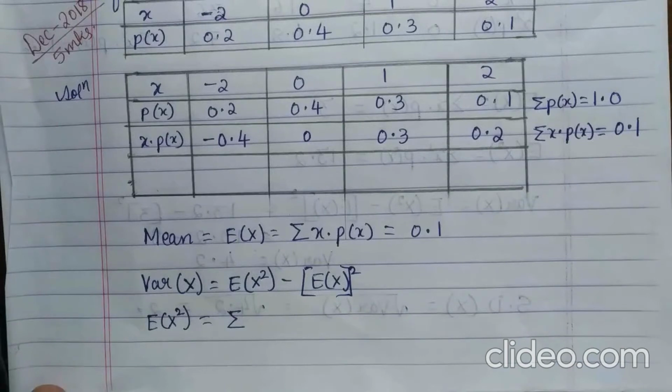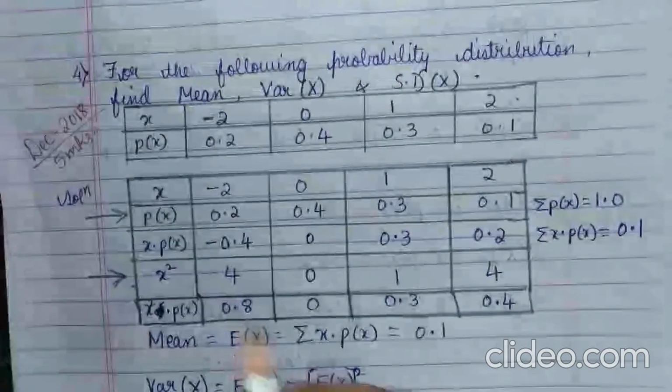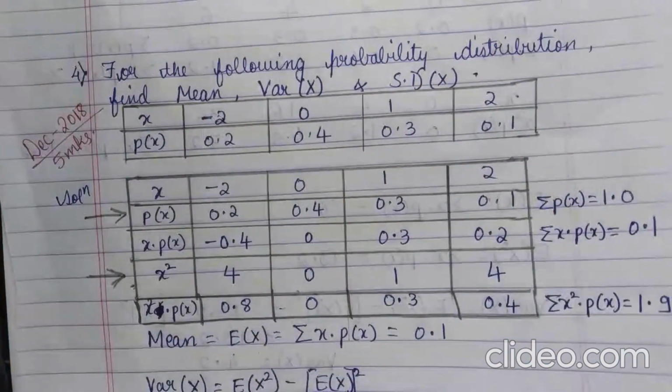The x square values are here. So 0 multiplied by 4 is 0, this is 0.3, and 0.4, 0.1 is 0.4. Summation of x square into p of x. So summation of all this: 4 plus 3 is 7, 7 plus 4 is 11, 11 plus 8 is 19, so it is 1.9. So summation x square into p of x is 1.9.